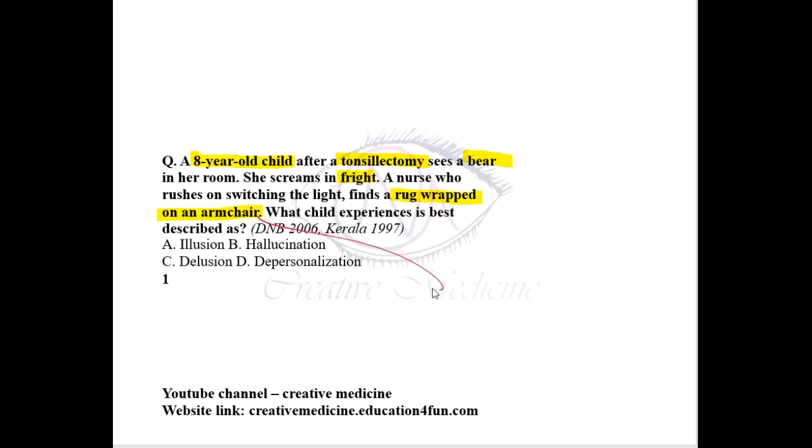So here, this armchair is a stimulus. Okay, a rug is wrapped on it. On seeing the rug wrapped on an armchair, the 8-year-old child thinks it is a bear. So this bear is a false perception. She has falsely perceived the armchair as a bear and started screaming.